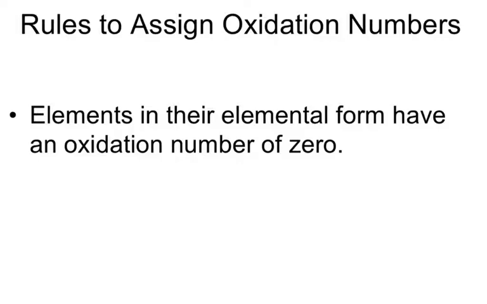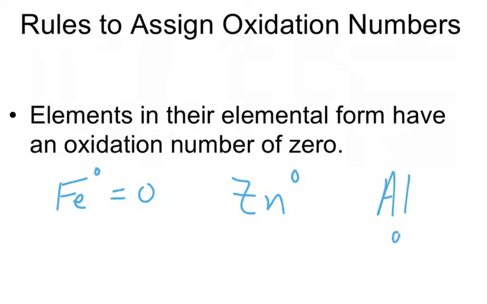If you have an element that is in its elemental form, it's neutral. The oxidation number will always be equal to 0. For instance, iron by itself, the oxidation number is 0. It's neutral. You could even put a 0 there. Any element by itself, so zinc would be another. A lot of times you'll see that we'll just put a 0 there, and that just means that the oxidation number is 0, and that is any element by itself.